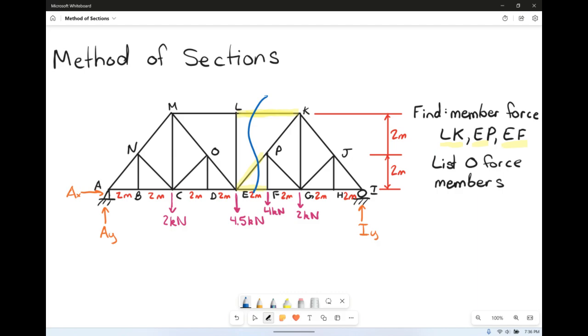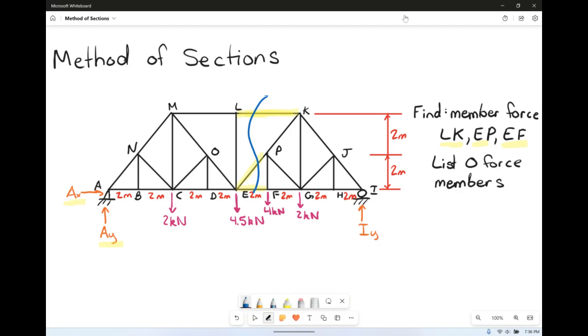Now the question is, do you take the right side or the left side of the cut to be your free body diagram? That really depends. In this example, you could do either one. It doesn't really matter. I'm going to specifically choose the left side. So if I want to do the left side, I need to find the reaction forces on the left side. My reaction forces are going to be AX and AY.